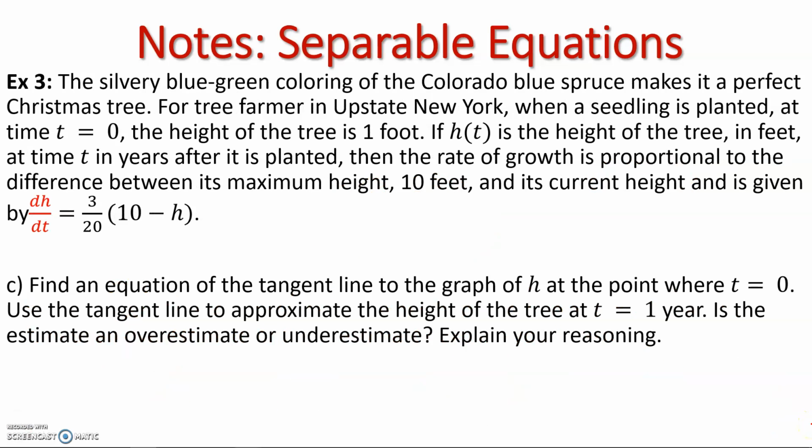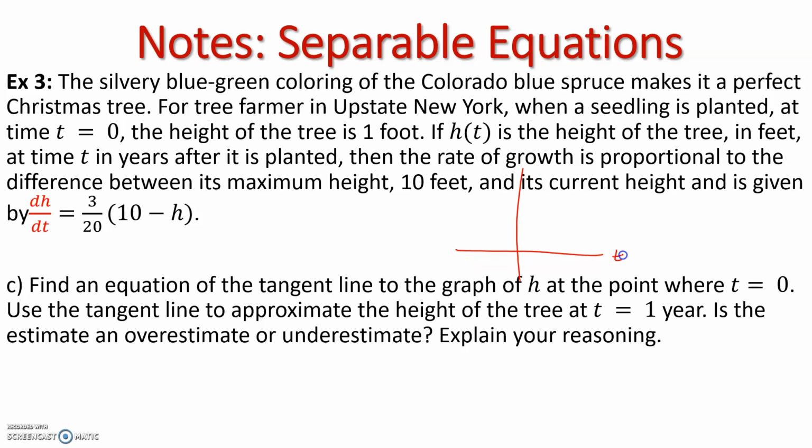All right, part C. Find an equation of the tangent line to the graph of h at the point where the time is 0. Use the tangent line to approximate the height of the tree at 1 year. And then ask yourself, is this estimate an overestimate or an underestimate?